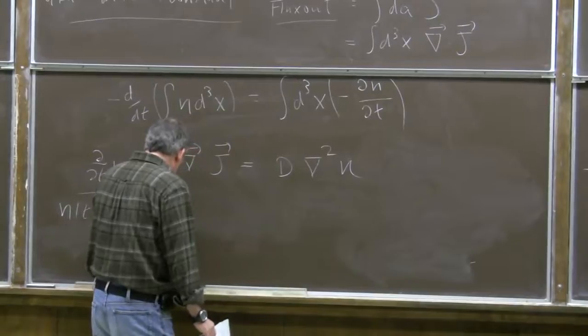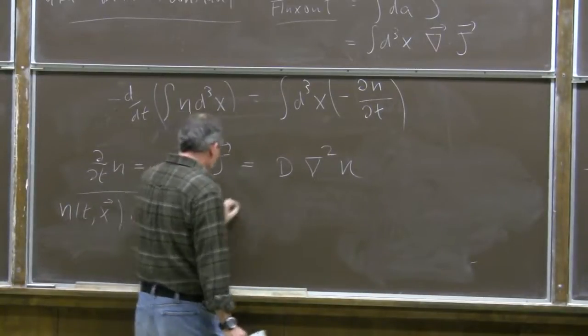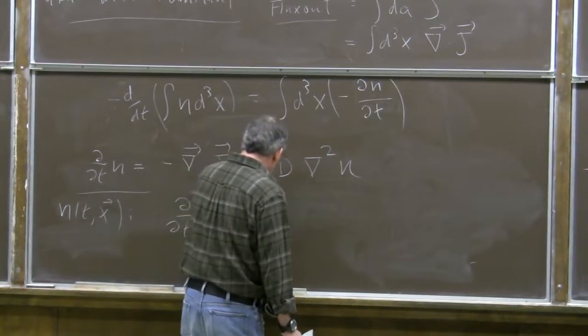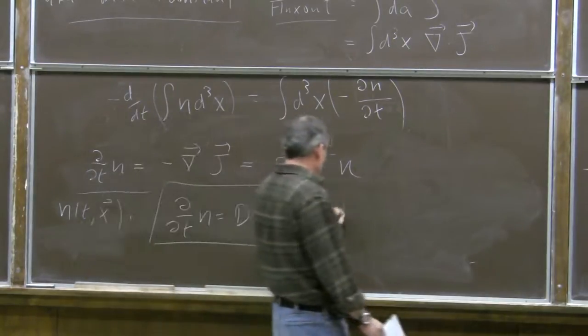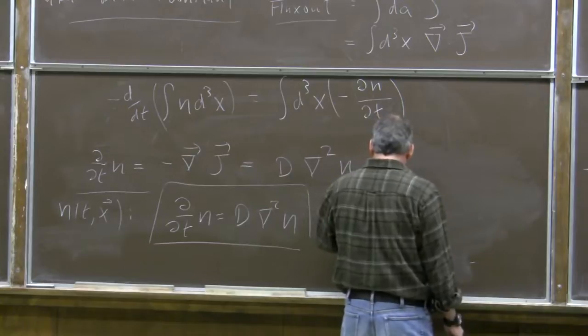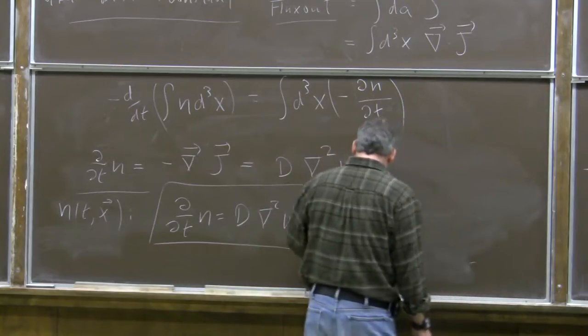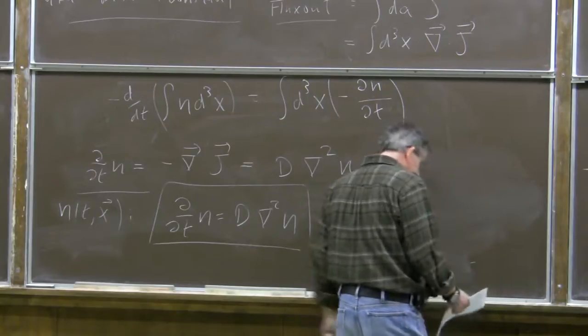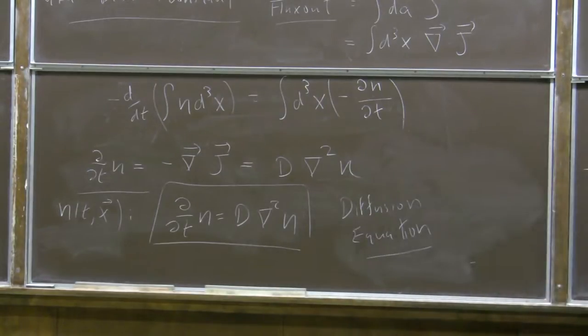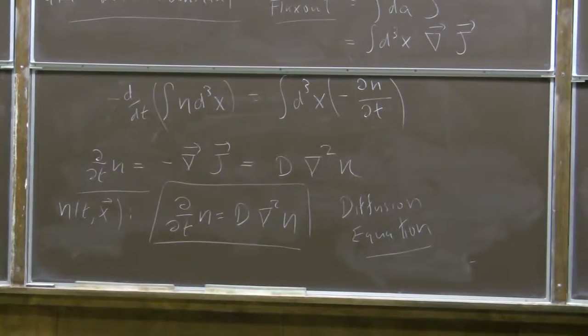It satisfies dn/dt = D ∇²n, which is called the diffusion equation. So what we'd like to do is understand that equation from a microscopic point of view, how it arises from molecular collisions.